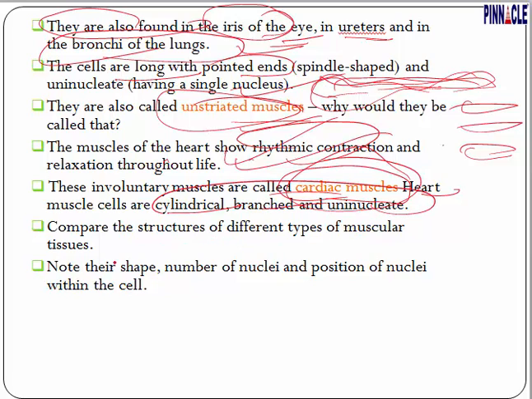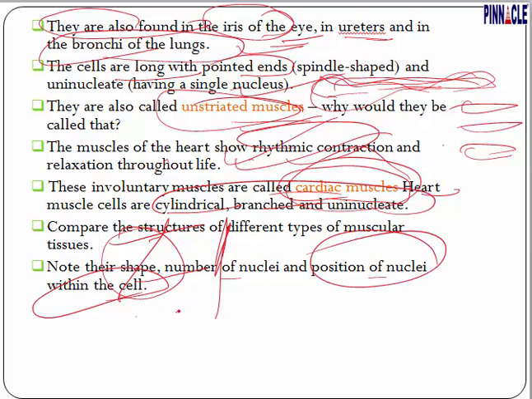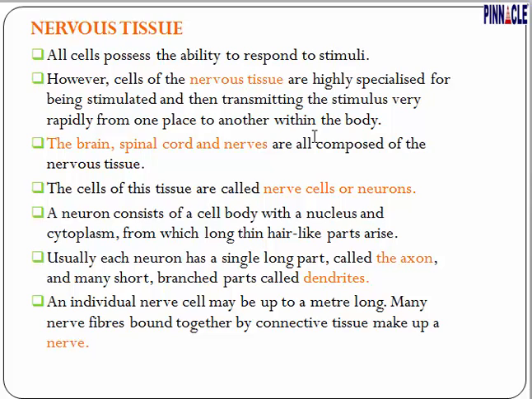Compare the structure of different types of muscular tissue. Note their shape, number of nuclei and position of nuclei within the cell. So these things will be different: the shape, the number of nuclei, and the position of nuclei. That's why these are different types of muscles.